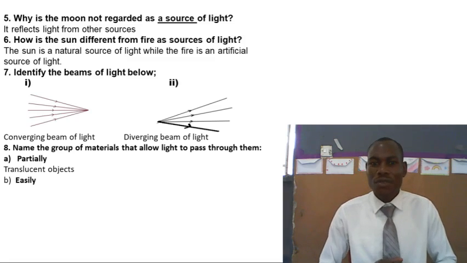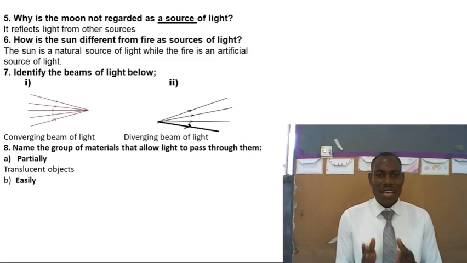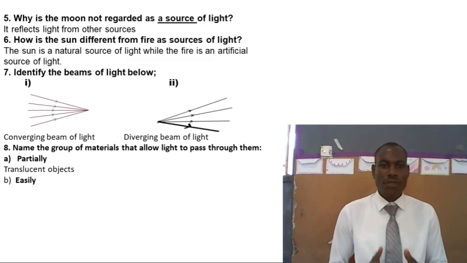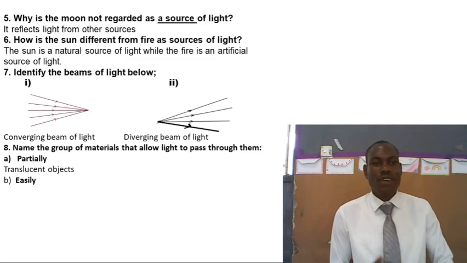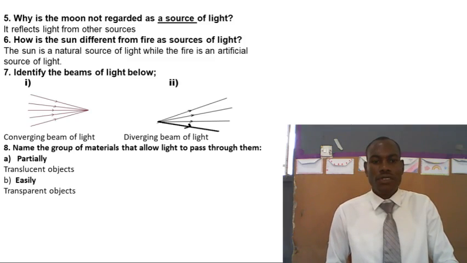Then we have a group of materials that allow light to pass through them easily. That means when light reaches them, they allow all the light to pass through them. That's why you say light passes through them easily. What materials are those? Those materials are called transparent materials, or we can call them transparent objects.